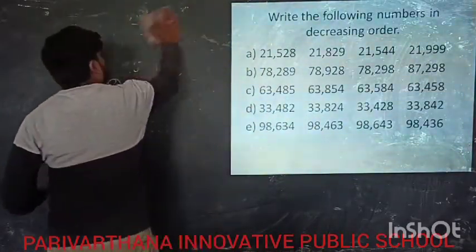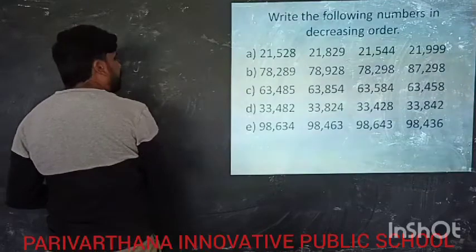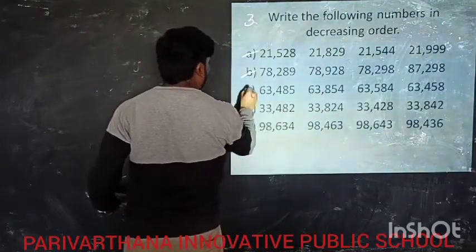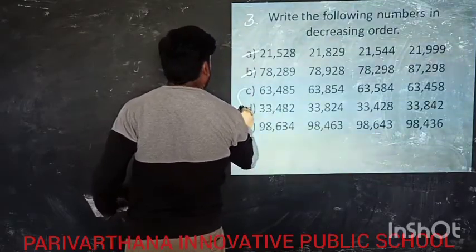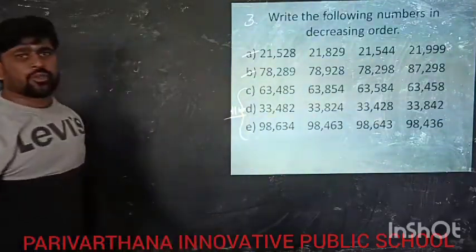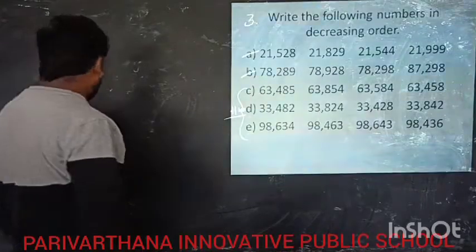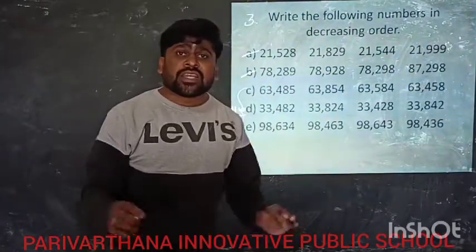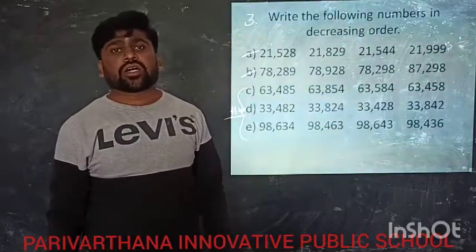Again, exercise 1.3, third main. Also I will show the first and second problems. These three problems are for HWO. Clear? Regarding the third main, write the following numbers in decreasing order.